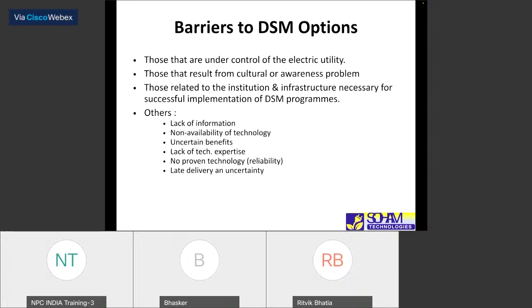Then what are the barriers for this DSM? Why are people not implementing? Can anybody suggest why? First of all, when you don't have to pay from your own pocket, people in India are not interested in conservation. If you have to pay the bill from your own pocket, you are conservative. But if somebody else is paying, we are literally non-conservative.